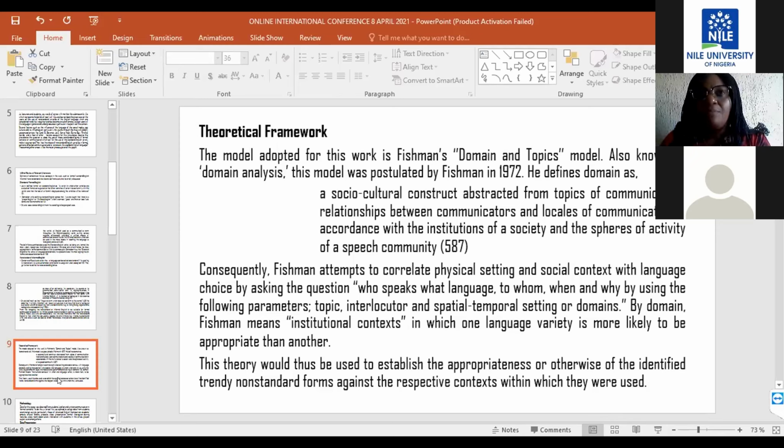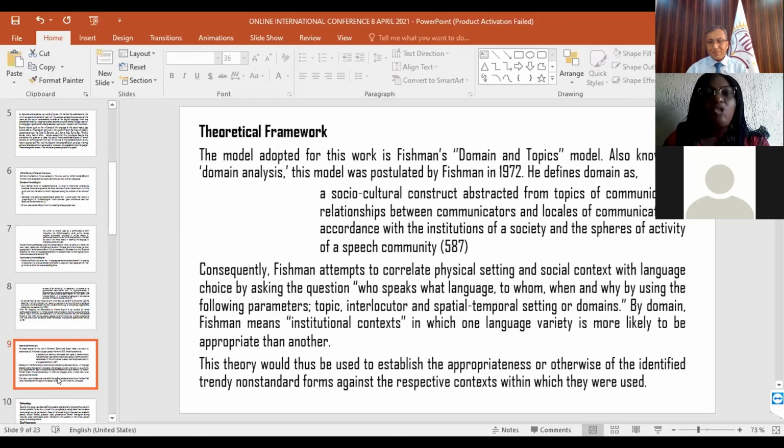He says that the setting, or the domain, on one hand, and the topic on the other, would determine the kind of variety that a language user would adopt. This is a summary of this whole model. In fact, he says, who speaks what language, to whom, when, and why? So all this will determine the kind of English language variety that will be adopted. But is that always the case? Is that always the case?